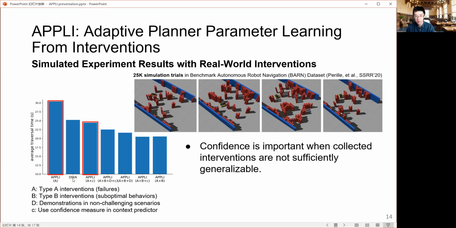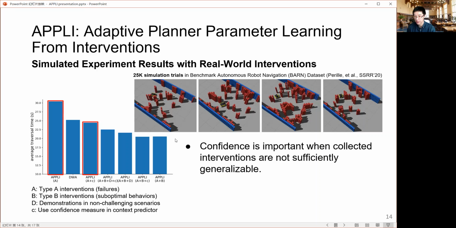So first, let's look at here. We can see that if APPLI only uses type A interventions and without confidence measure in the context predictor, it performs much worse and even worse than this default parameter. However, if it uses confidence, it will be slightly better than this default standard.